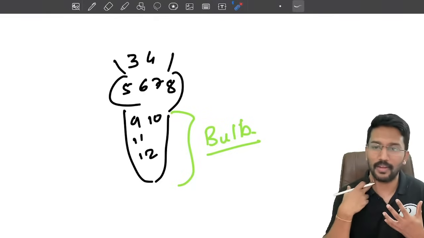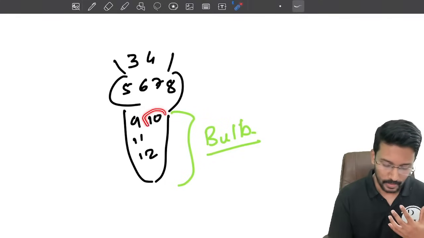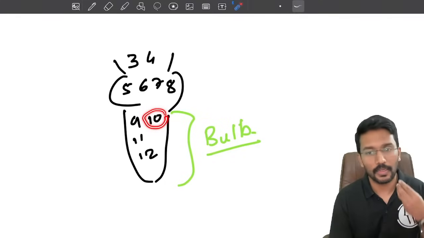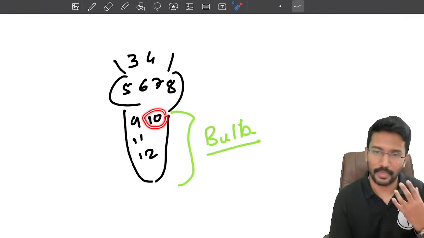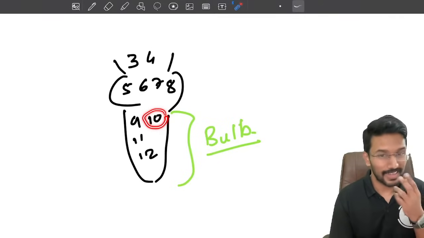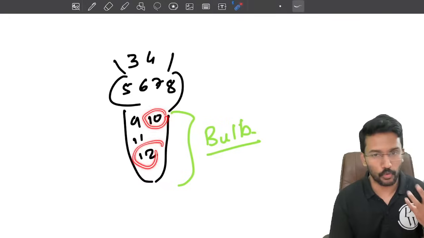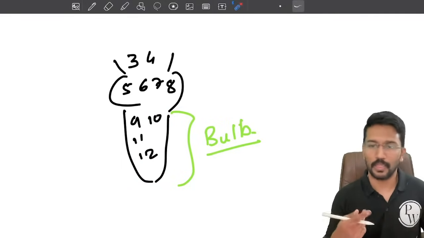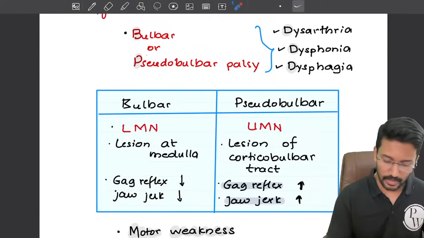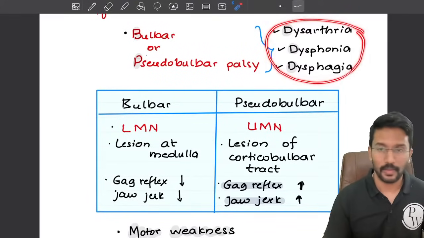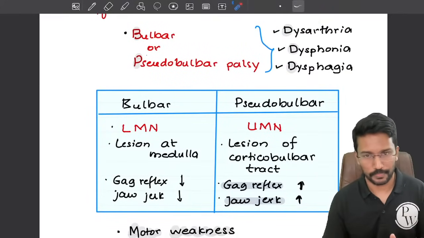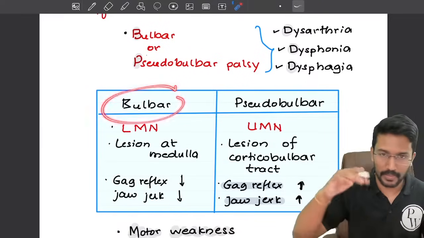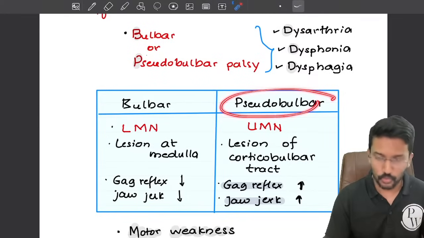For example, the recurrent laryngeal nerve, which is a branch of the vagus nerve, is supplying the larynx and is responsible for speech, right? Swallowing is a function of the 9th and 10th cranial nerves. Tongue movement is a function of the hypoglossal nerve. So if all of them are damaged, you will have difficulty in speaking and difficulty in swallowing. So these 3 Ds suggest that there is a problem in the medullary cranial nerves. If the problem is exactly in the medulla, it is called bulbar. If it is above the medulla, we call it pseudo-bulbar.